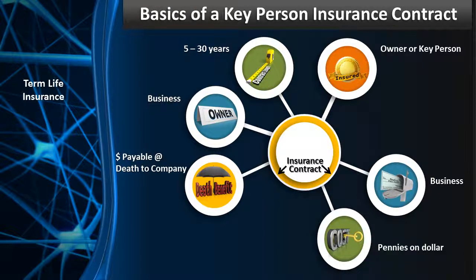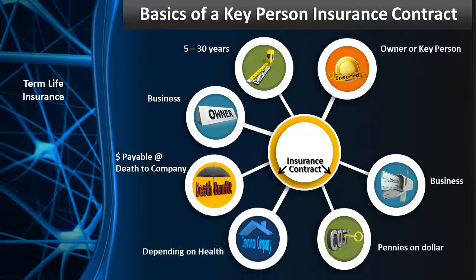Now, the cost or the premium payments needed to purchase the contract really depends on such things as the age, health, and the amount of death benefit coverage that's really needed on the insured. So in this case, how much insurance is really needed on the owner or the key person. The insurance company used to purchase this key person life insurance contract will also depend on the health of the insured as well as the overall cost. So not all insurance companies are the same.